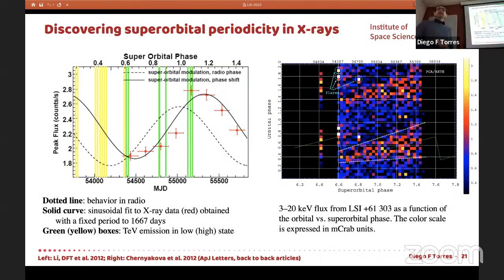At the end, we end up discovering the superorbital periodicity in X-rays. So superorbital periodicity is a periodicity in the system that happens on a scale much longer than the orbital period, which is 1 month. The superorbital periodicity for this system is 1667 days, which is almost 4.5 years.